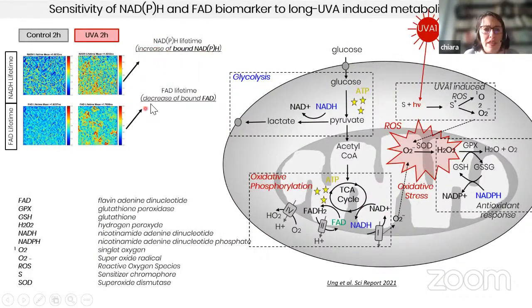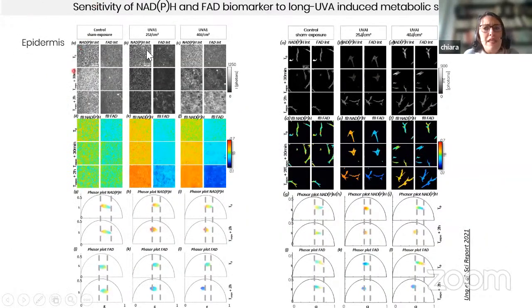So what we observed after UVA exposure is an increase of NADH lifetime that corresponds to an increase of bound NADH, or NADPH in this case, and an increase of FAD lifetime that corresponds to a decrease of bound FAD. And we believe that this is really associated with oxidative stress and the response to oxidative stress. So here you have a gallery of examples, both in the epidermis, in the basal layer, and in the dermis, in the fibroblasts, showing what is happening in control and different types of treatment with different doses. We see an increase of the fraction of bound NADH and a decrease of the fraction of bound FAD.